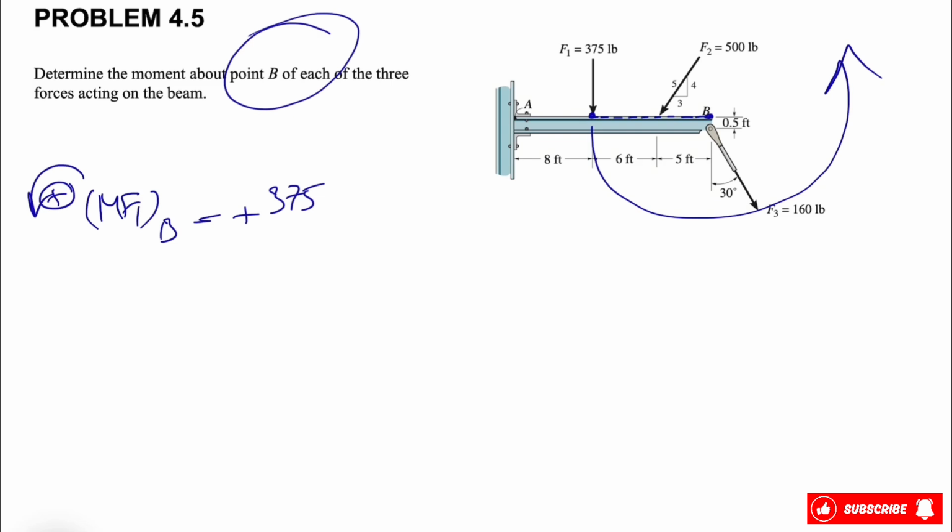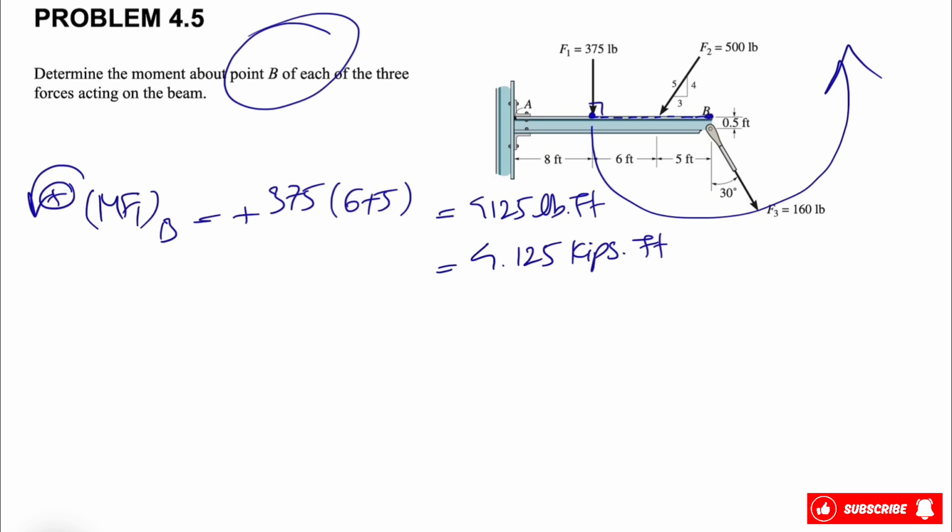So we only need the force and the vertical distance, which here is 6 plus 5 feet, and that would be 11. If we calculate this, we'll get 4125 pound-foot. And if we divide that by 1,000, we can find it in kips, which is another unit for the force. And this time the moment is counterclockwise, since we have a positive sign.